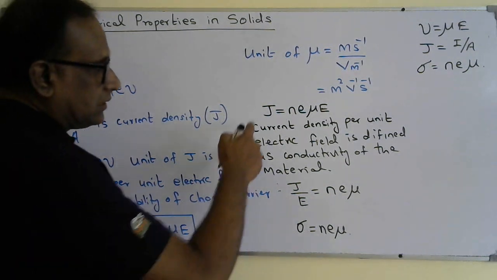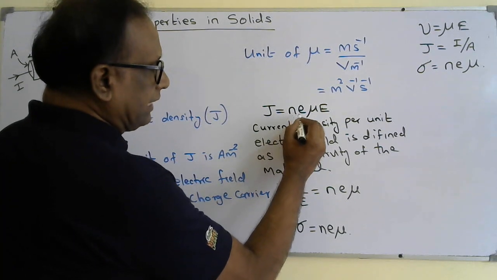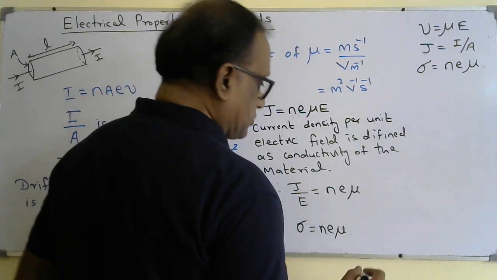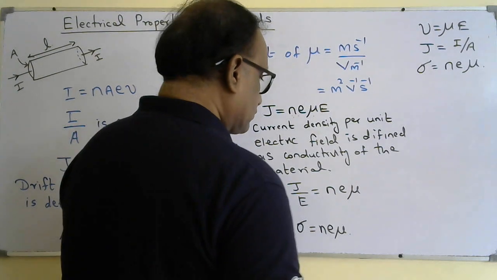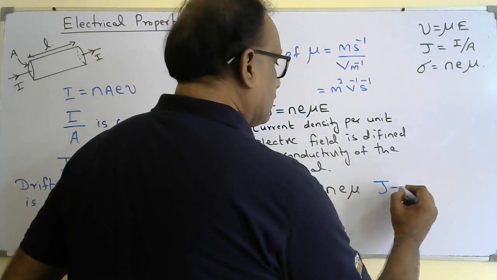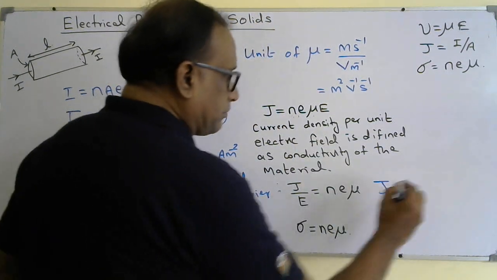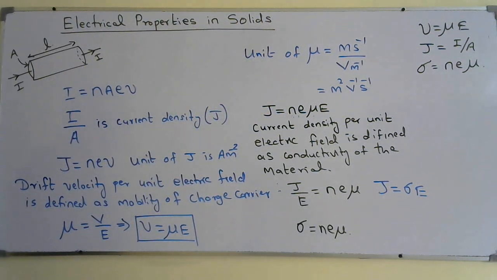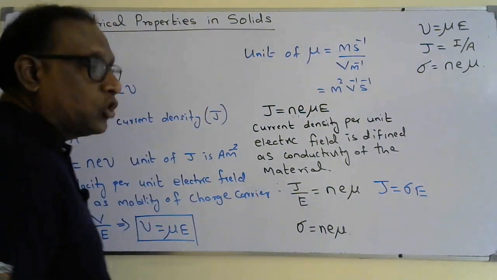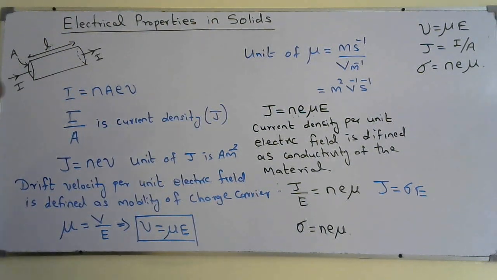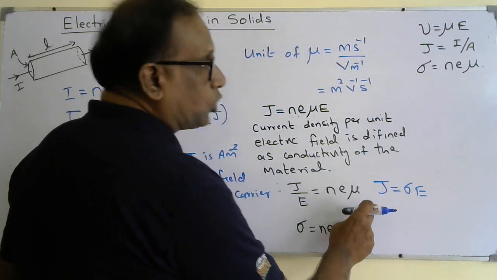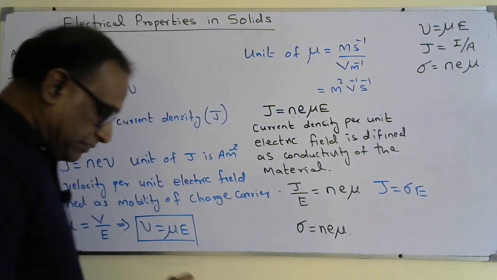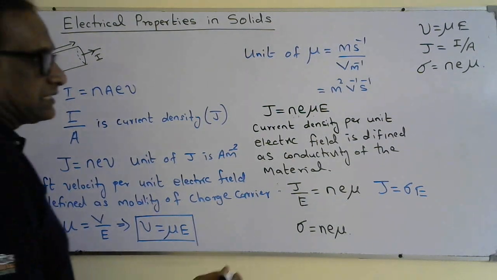So I can write J is equal to, now instead of n e mu I can replace it by sigma. So the equation will become J equals sigma E. This is actually Ohm's law. In terms of Ohm's law, we learn V equals IR in A-level or even IGCSE. But J equals sigma E is also called Ohm's law in terms of electric field strength and current density. So J equals sigma E is also a new equation.